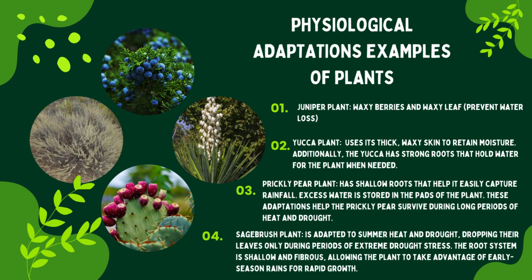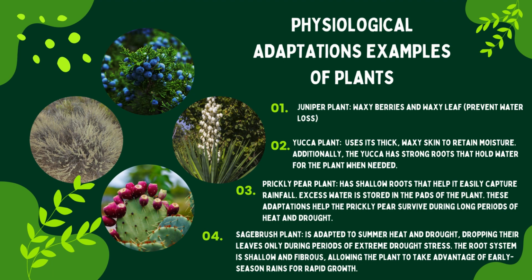Physiological adaptation examples of plants. Number one, the juniper plant, which has waxy berries and waxy leaves. This prevents water loss. Number two is the yucca plant. Yucca plants use their thick, waxy skin to retain moisture. Additionally, the yucca plant has strong roots that hold water for the plant when it is needed.